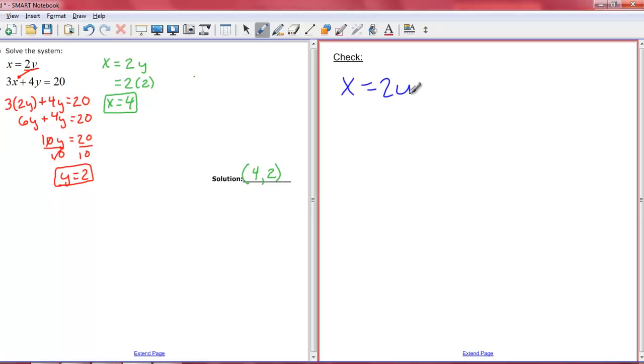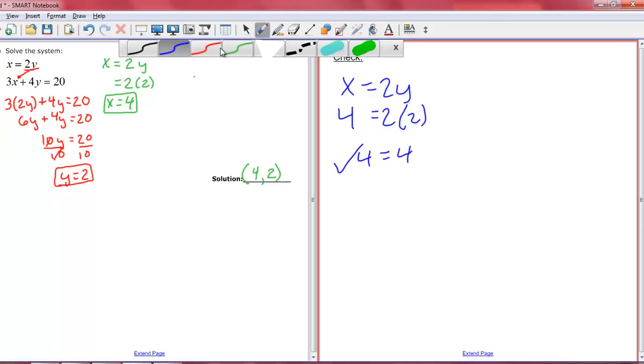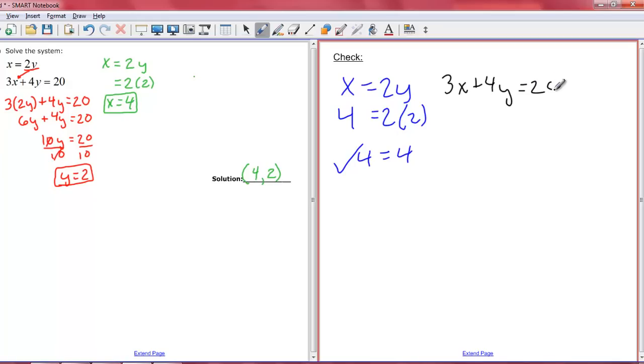X equals 2y. So x was 4 and y was 2. 2 times 2 is 4. 4 equals 4. Okay, that one's right. Alright, now we gotta check the other equation, make sure it works in both of them. So our bottom equation was 3x plus 4y equals 20. So we'll substitute the 4 in for x. 3 times 4 plus 4, we'll substitute the 2 in for y, and make sure that this is a true equation here.